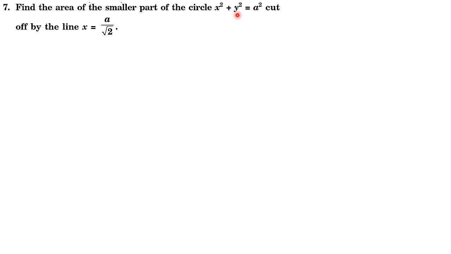Here x square plus y square equal to a square, the equation of the circle, is given. Clearly it is just similar to the previous question.